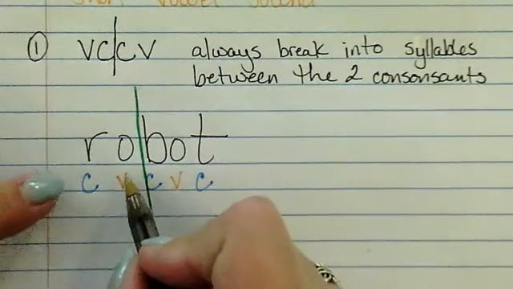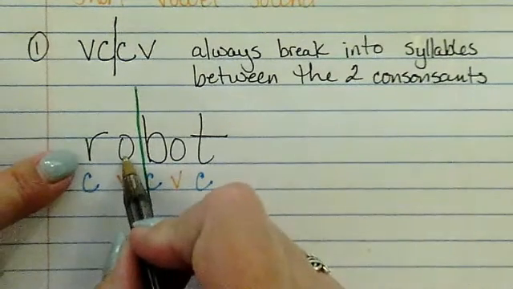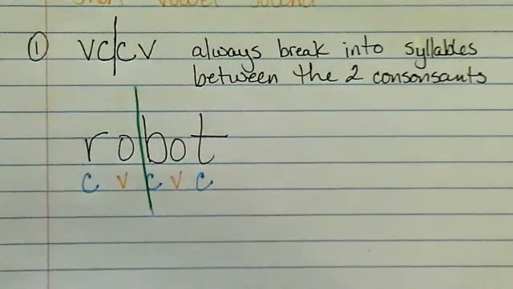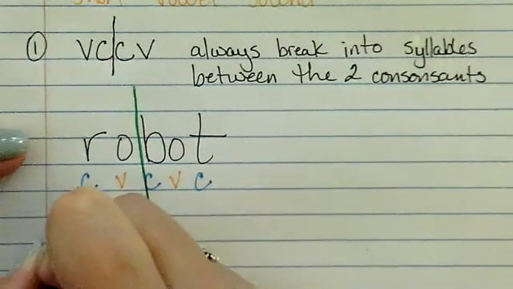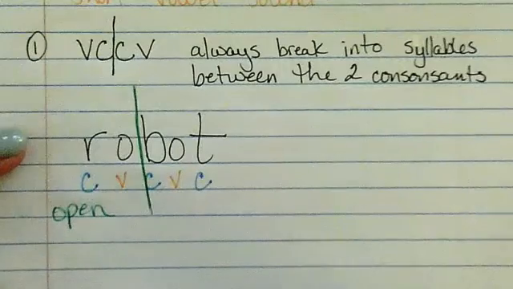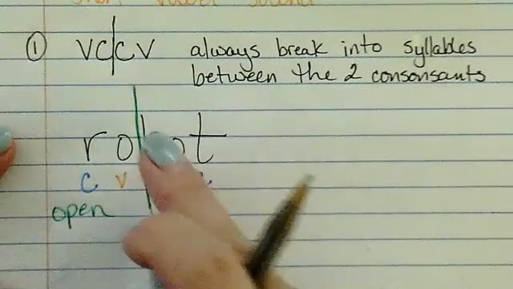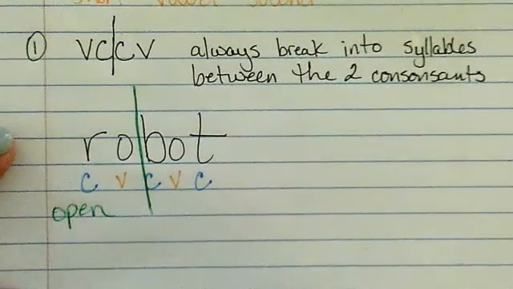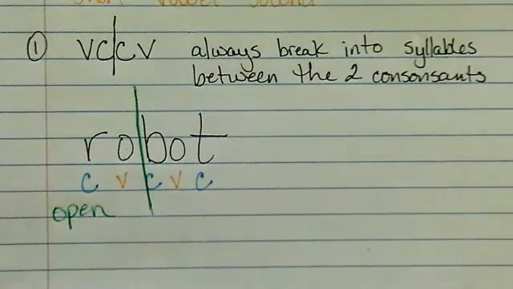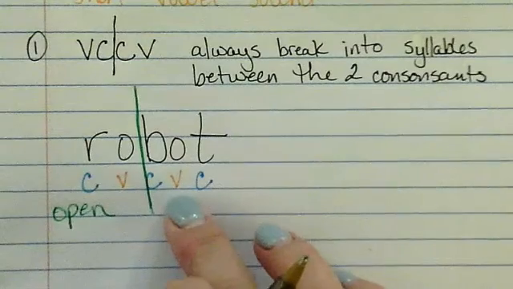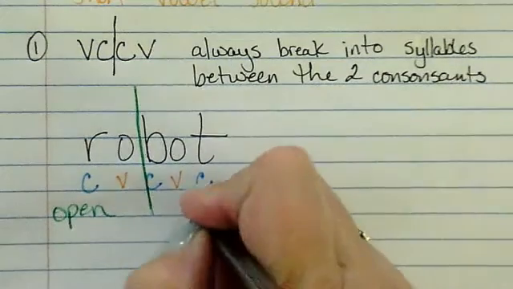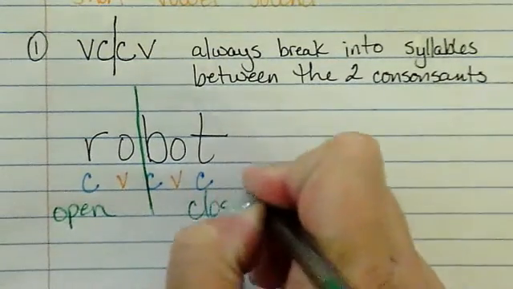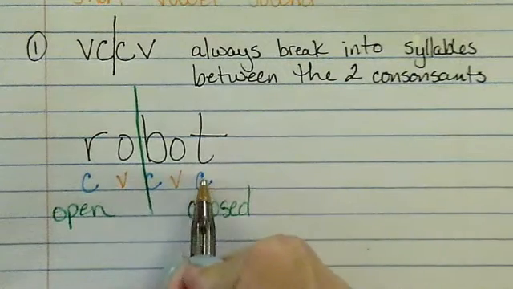Okay, so is this an open syllable or a closed syllable? It ends in a vowel. That's right, this is an open syllable. This one is open because my vowel is not followed by a consonant in that syllable. How about on this side? Is this an open syllable or a closed syllable? That's right, this is a closed syllable because my vowel is followed by a consonant.